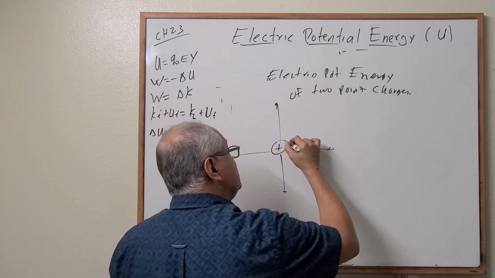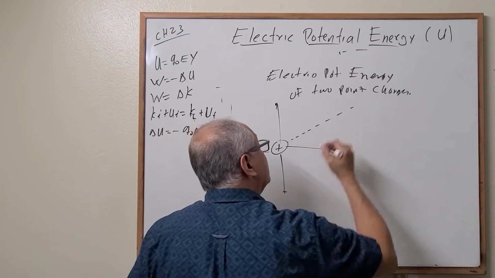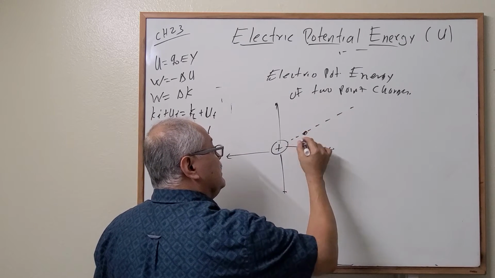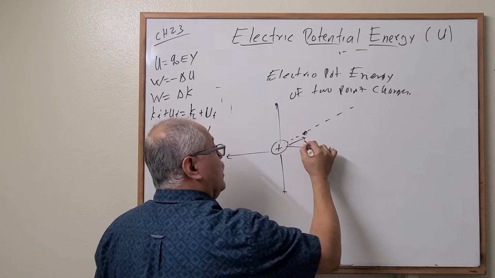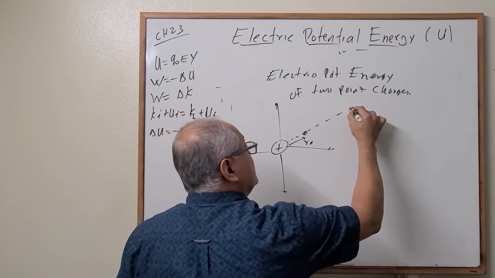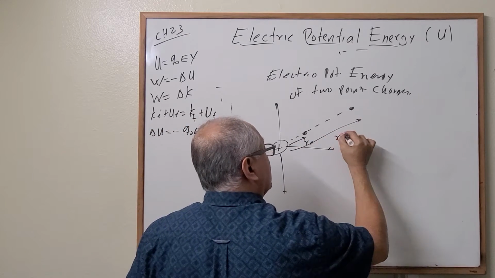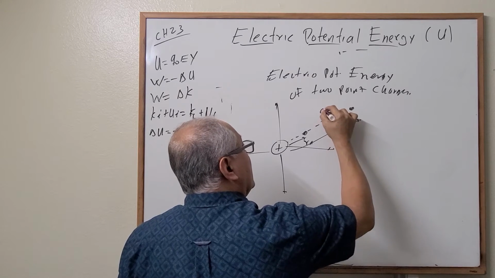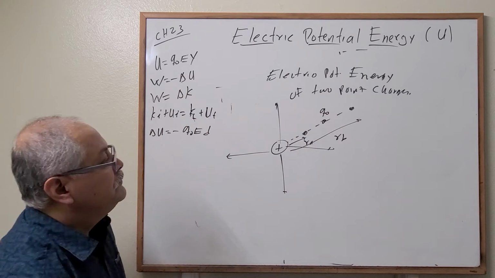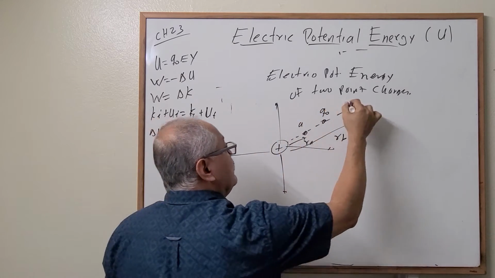Imagine that we're taking this path from here to here. At the beginning, this is the initial position, R sub A, and later this is the final position, from here to here, R sub B. And right here we have the test charge. This is point A and point B.